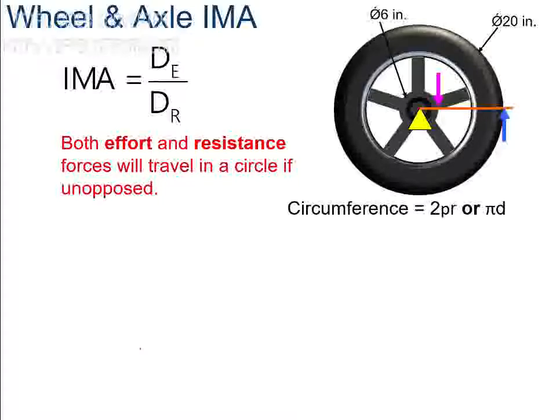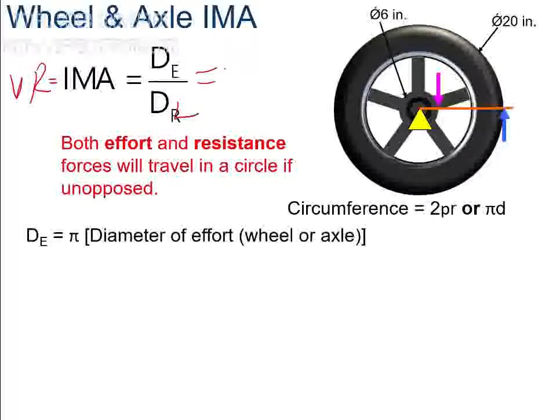The wheel and axle ideal mechanical advantage is the distance moved by the effort over the distance moved by the resistance or the load, and this is the velocity ratio or ideal mechanical advantage. To do this, we use the circumference of the larger divided by the circumference of the smaller. That means dE is the diameter of the effort, which is the wheel or the axle, depending on the situation. Therefore, pi times the diameter of the axle or the wheel on which we are exerting a force.